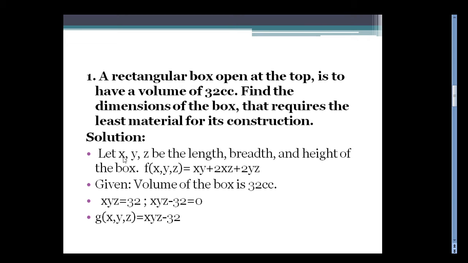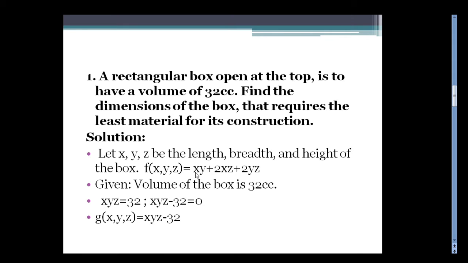Let us take x, y and z to be the length, breadth and height of the box. We have to find f of x, y, z. Look at the question: find the dimensions of the box that requires the least material for its construction. When we are talking about the least material for construction, we have to take the surface area of the rectangular box. So what is the surface area of a normal rectangular box?